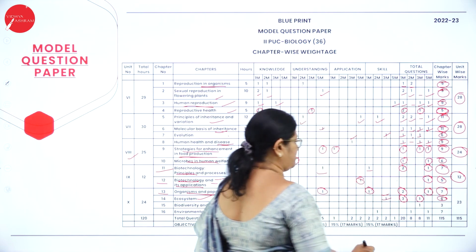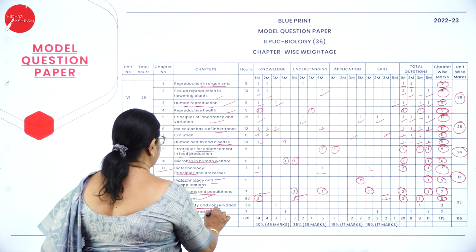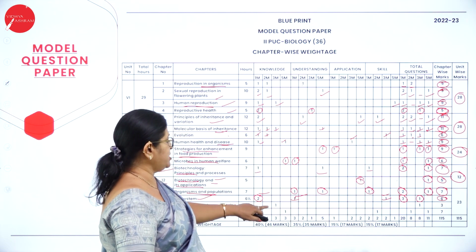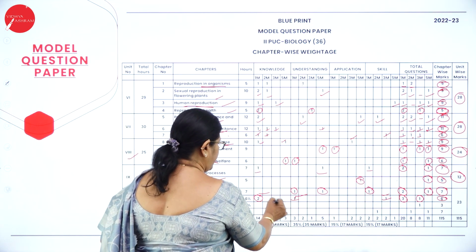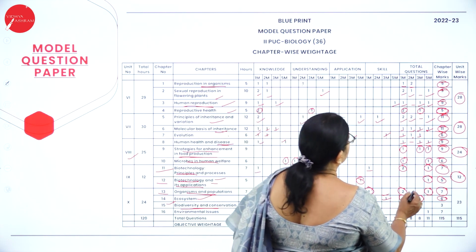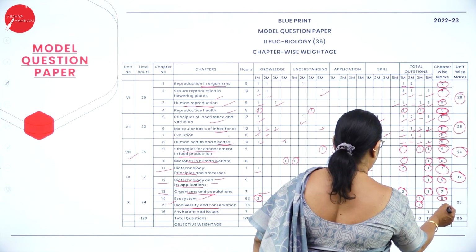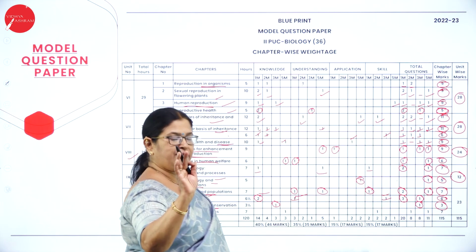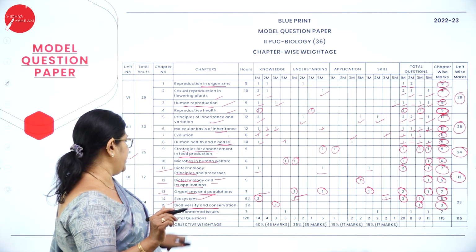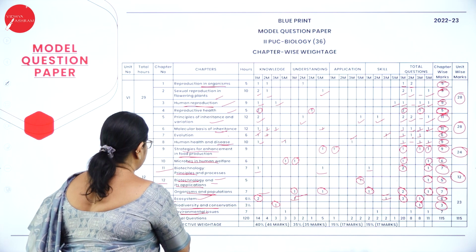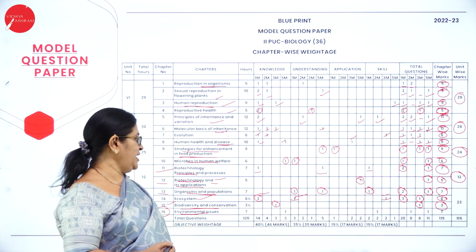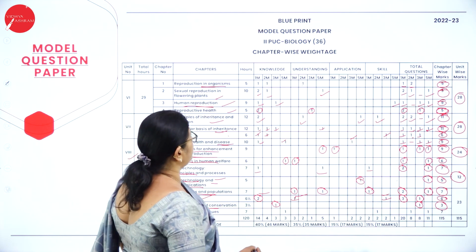So totally 6 marks. Moving on to biodiversity and conservation, that is chapter 15, where you have the knowledge based question, that is 3 marker question 1. So totally 3 marks. You have only 1 three-marker question, so the weightage of marks for that particular chapter is 3.